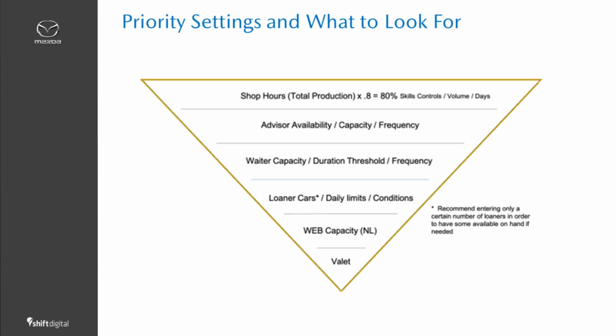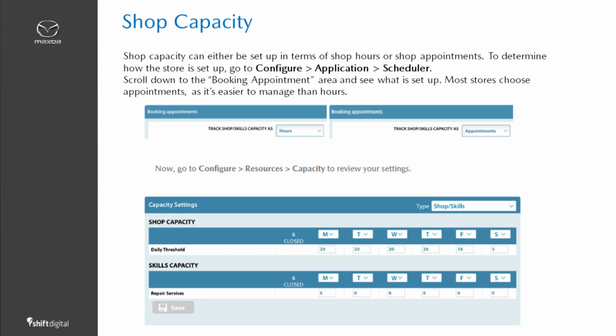I'm going to walk you through what the priority settings are for your capacity and what to look for. Capacities are set up as a hierarchy in X-Time. So once the topmost condition is met, for a particular day, the system will not allow setting any additional appointments. So each capacity setting below will contribute to your store's capacities in different ways. These should be set up at about 80 to 85% of the store's true capacity, leaving the remaining 15 to 20% for walk-in traffic. First and foremost, you want to take a look at your shop capacity settings.